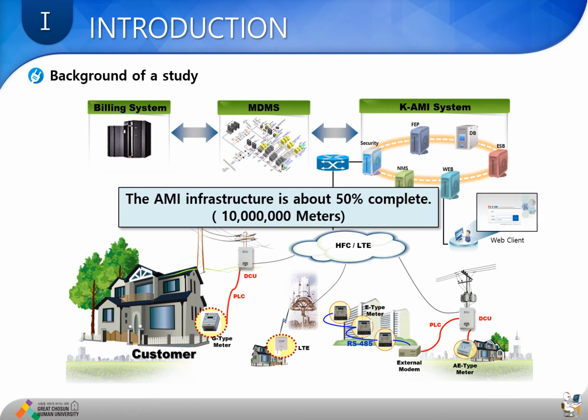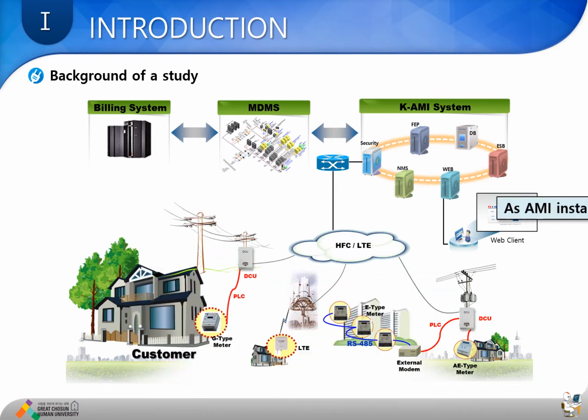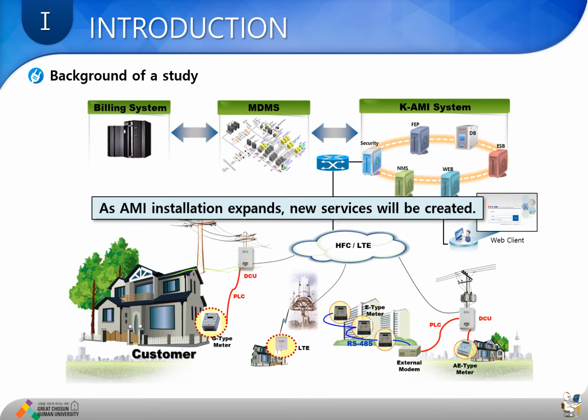The AMI infrastructure is about 50% complete in Korea, about 10 million meters. When AMI installation is completed at 100%, a number of new services will be created to help real life and make many changes.